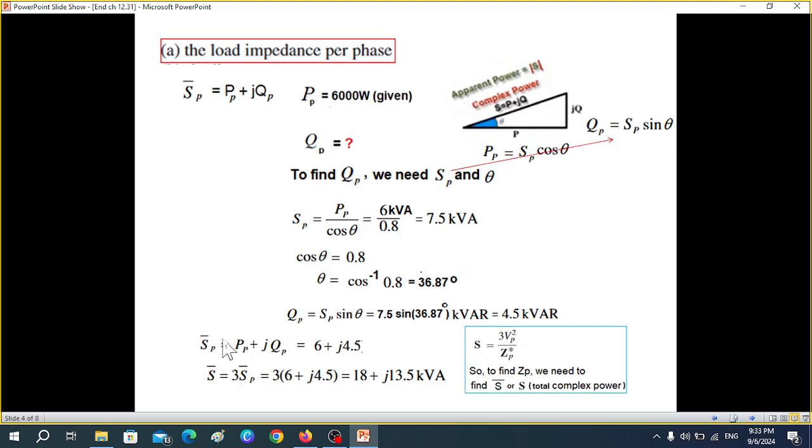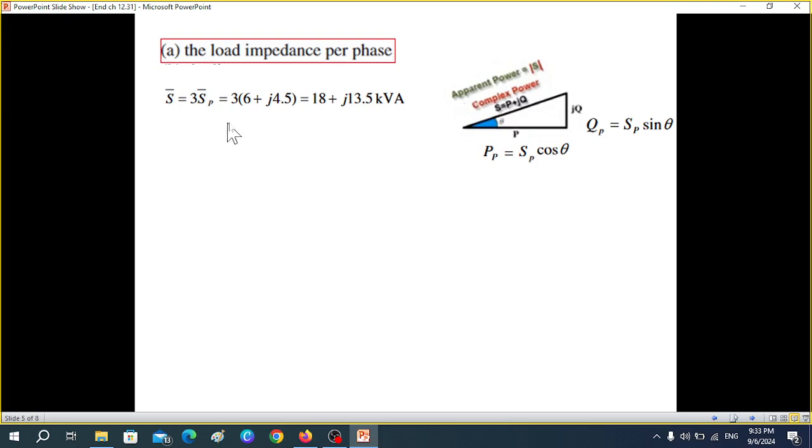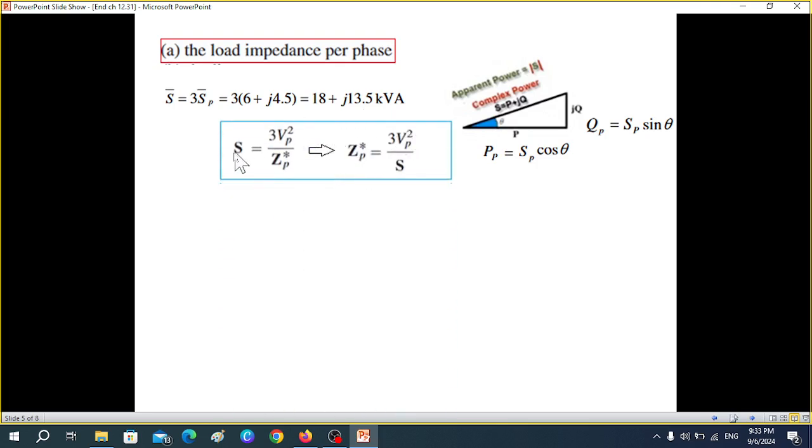We have found complex power for one phase. So total complex power will be 3 times the complex power per phase. So 3 times this value. So this is the total complex power. Okay, so total complex power we have found. We will use this formula now. This was the formula that we were discussing.